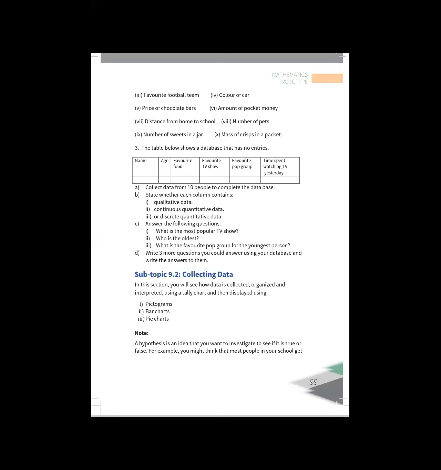Ruth, please mute your mic if you're not saying anything. Adeke? I wanted to say that I did number 3. Okay, can you please take us through what you did? Number 3 says, the table below shows a database that has no entries. The columns have the name, age, favorite food, favorite TV show, favorite pop group, and the time spent watching television yesterday. So I used the data from 10 people to complete the database.